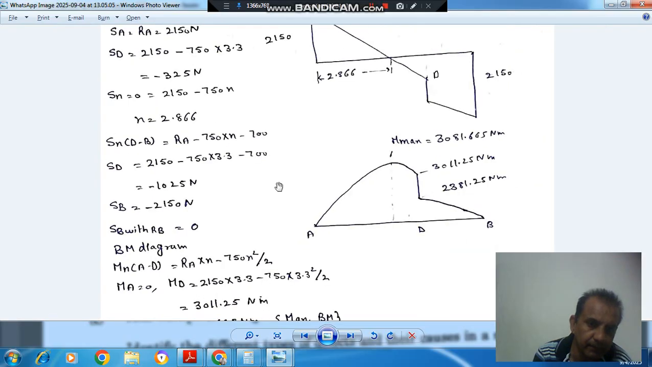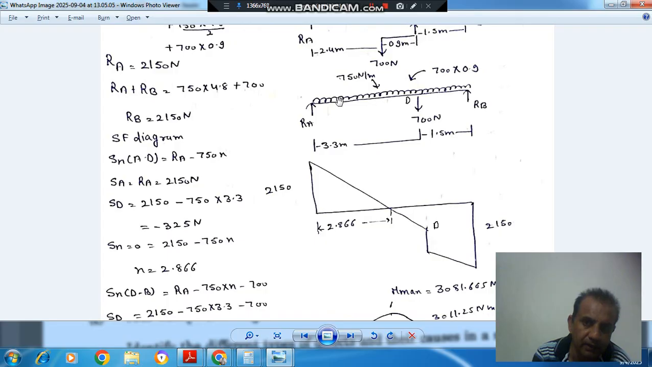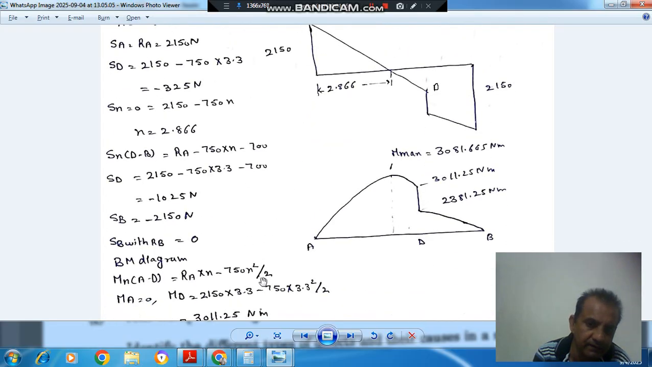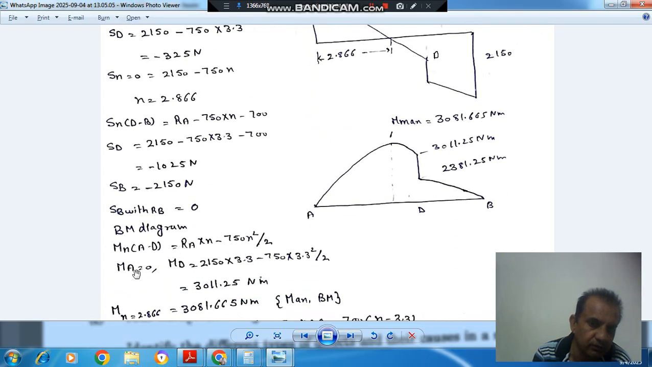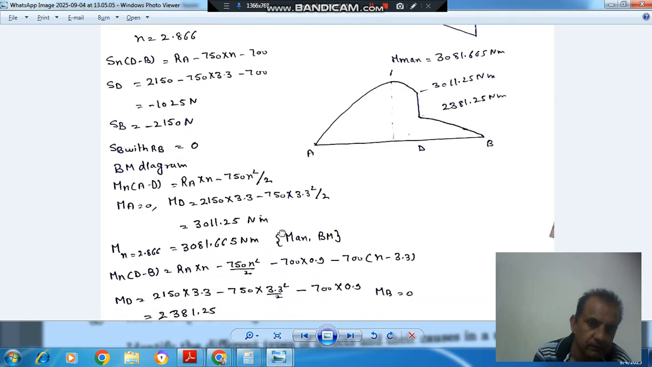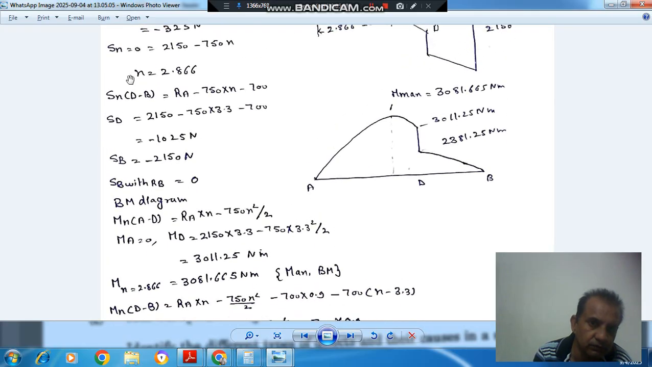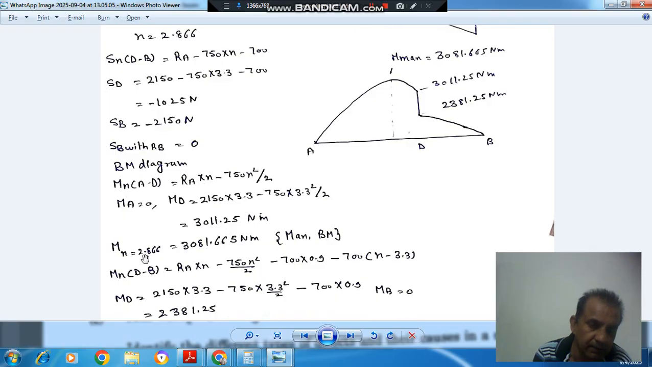Now we draw the bending moment diagram. If we take X between A and B, the moment will be RA into X minus 750 into X square by 2. If we put X equal to 0, then the moment will be 0. If we put X equal to 3.3, then the moment at D will be 3011.25. Now we have the change in shear force sign at 2.866, so it means the bending moment will be maximum at this point.